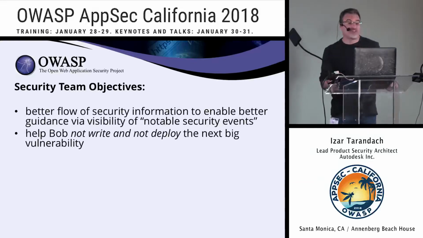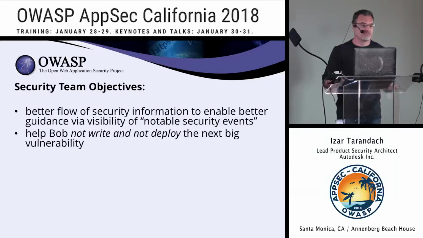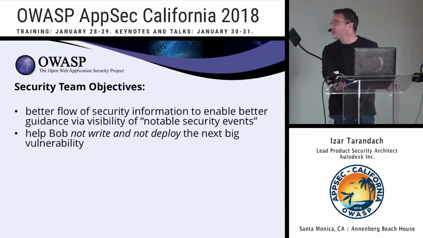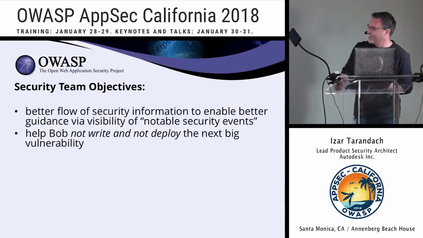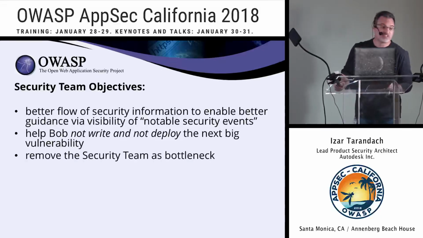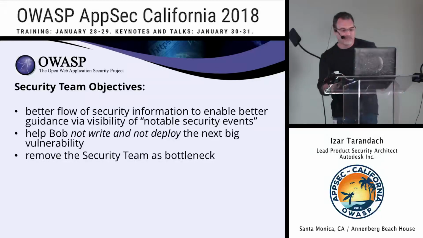We basically want to help Bob not write and deploy the next vulnerability. You all probably saw that nice graph that's an exponential curve saying that it gets much more costly to fix things as they go close to deployment or after deployment. We want to bring that as close to the beginning as possible. As you can see, I am trying really hard not to say shift left. But, and we want to remove the security team as a bottleneck, both for the developer and for ourselves. Okay.